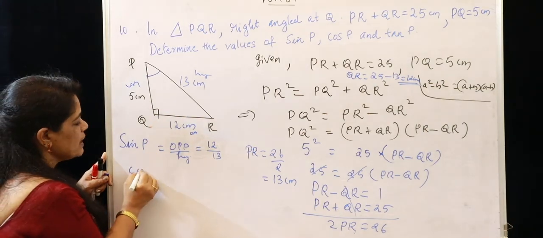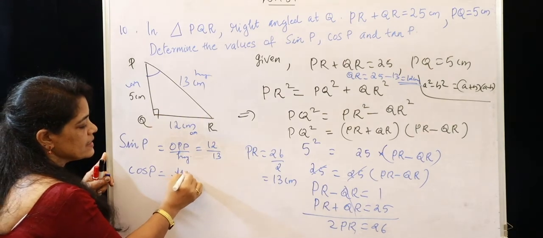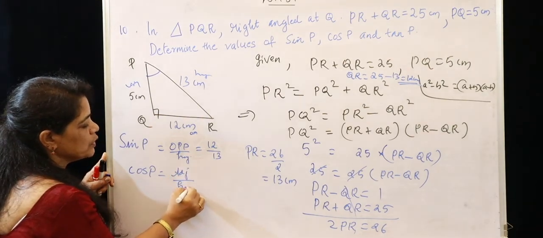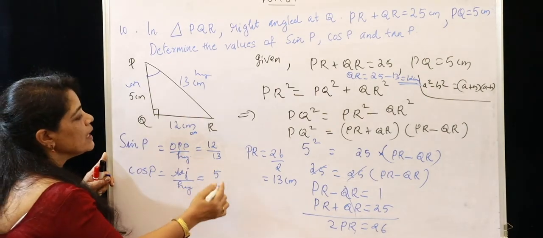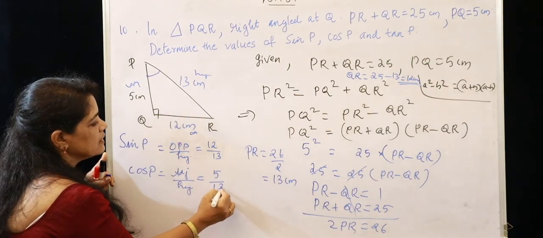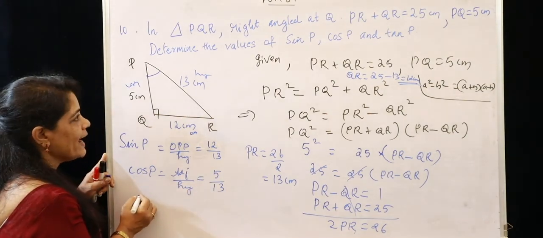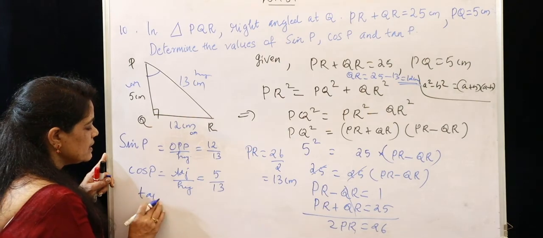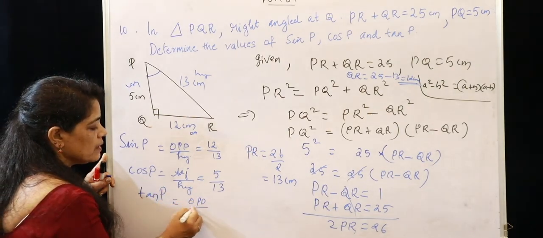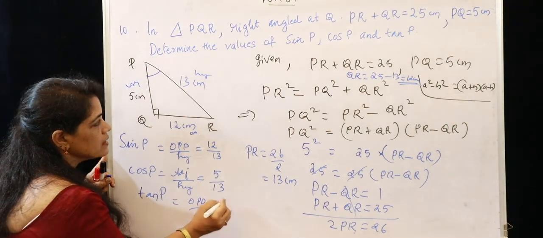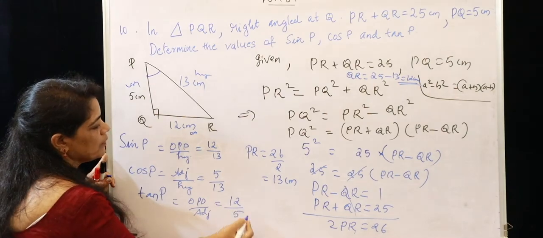Then cos P is equal to adjacent side divided by hypotenuse, that is adjacent side is 5, PQ by PR. PR is 13. Both having same denominator, that is hypotenuse. And tan P is nothing but opposite side by adjacent side, and that is equal to opposite 12 divided by 5.